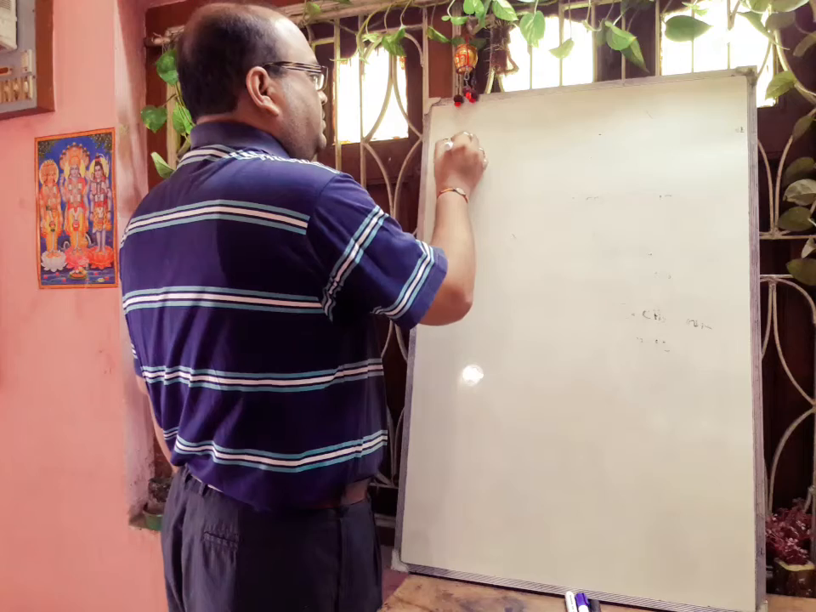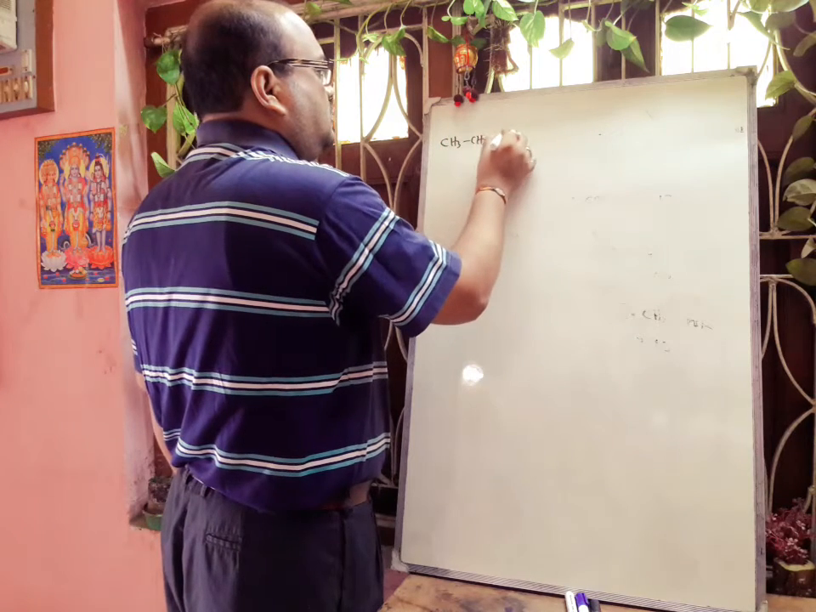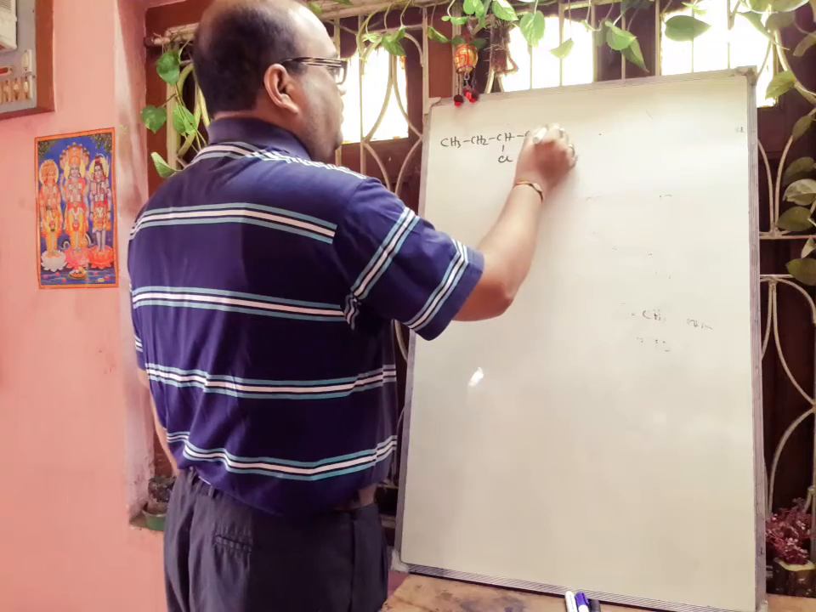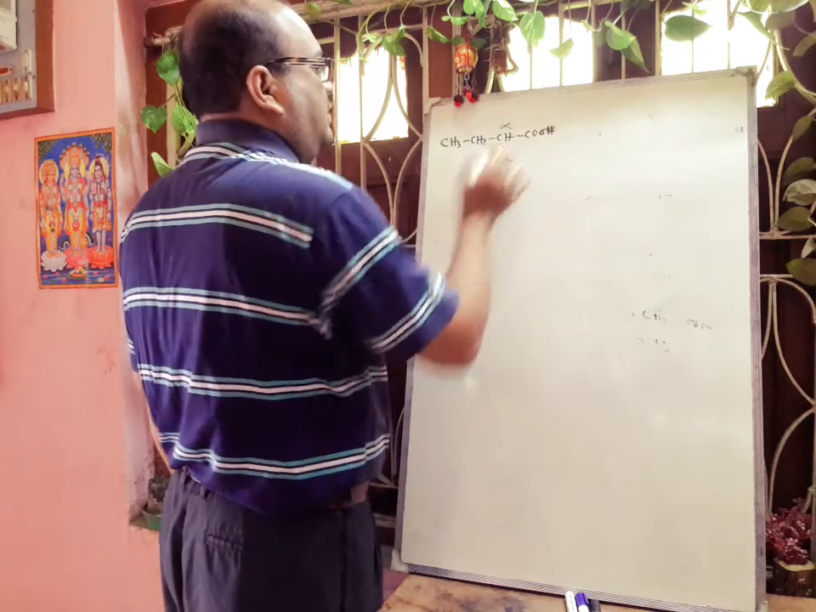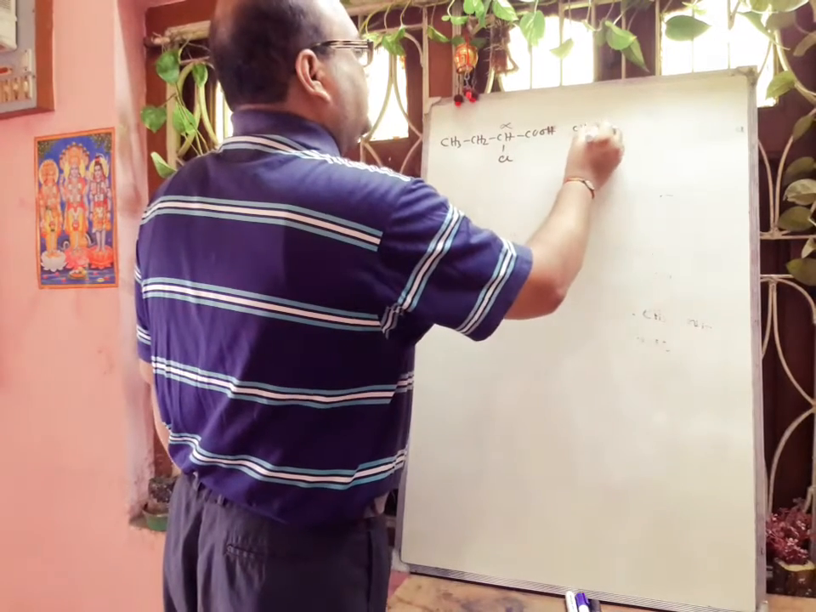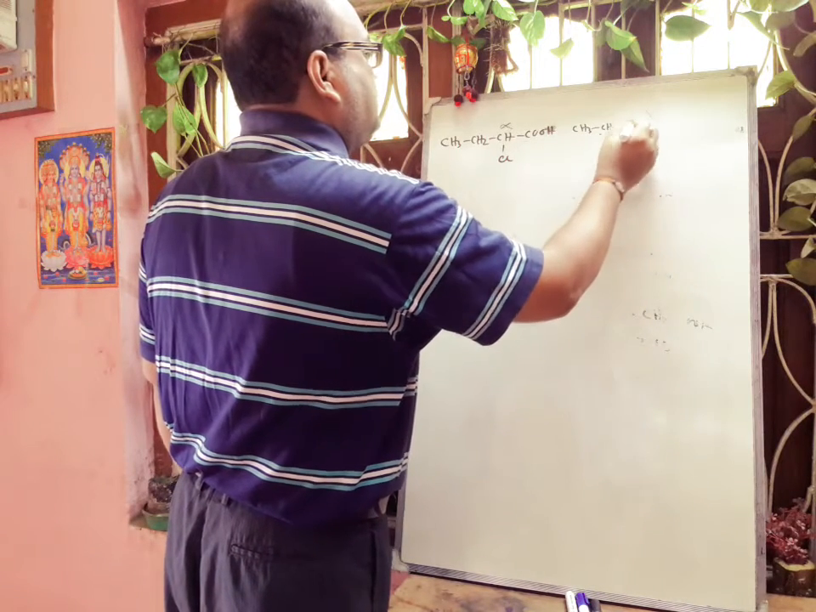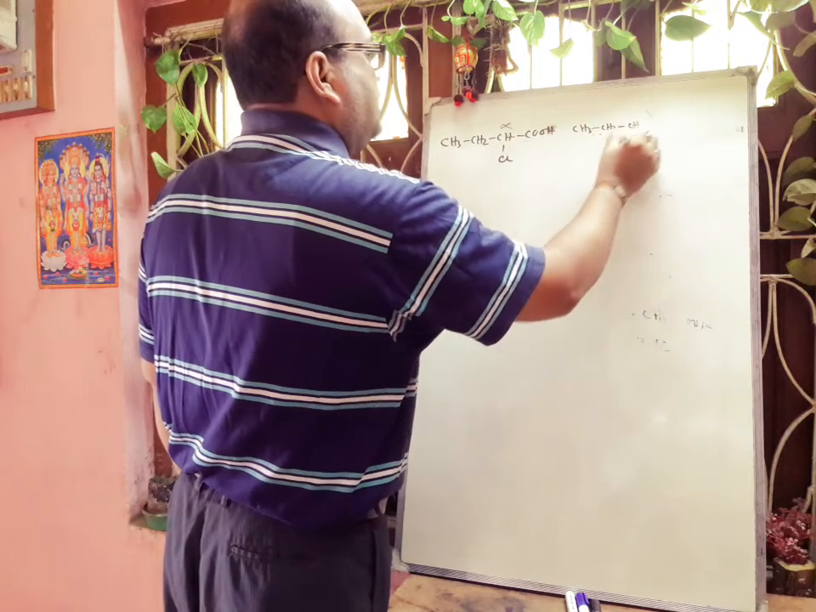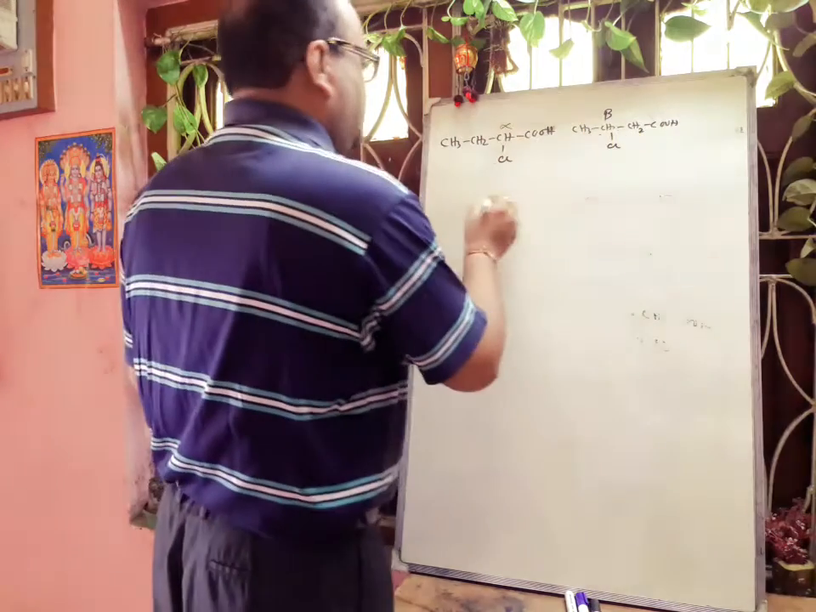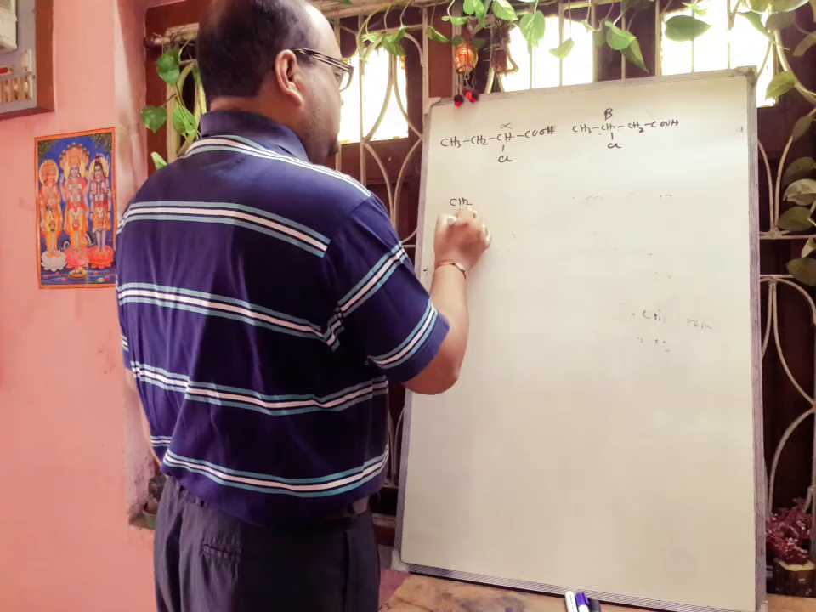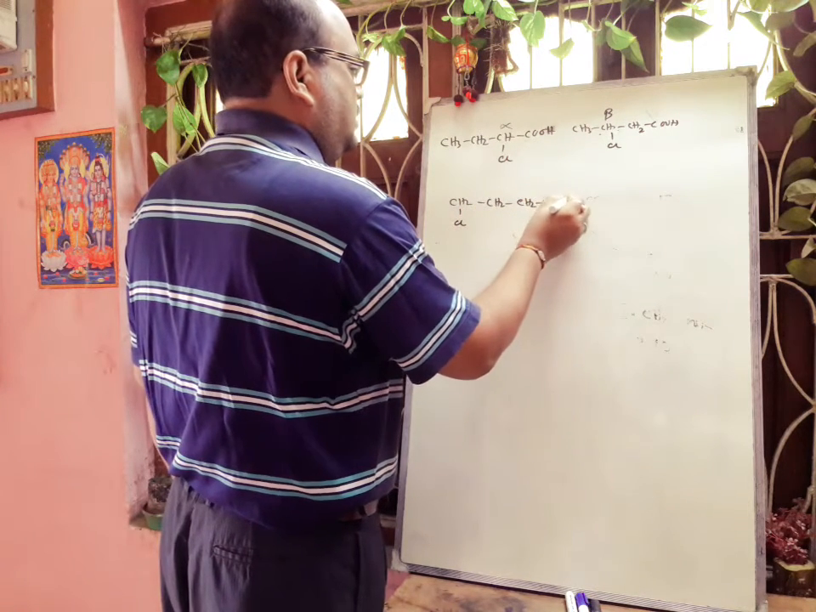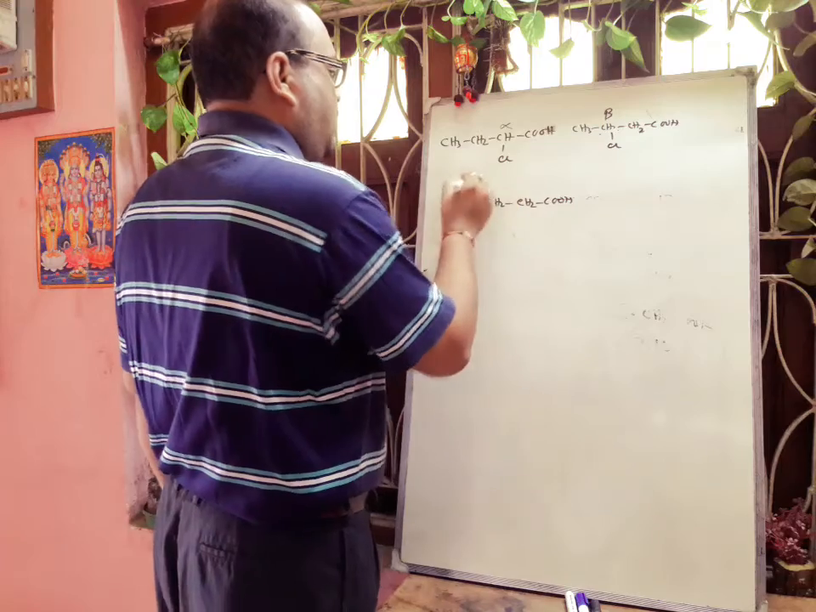So I am taking this example: CH3, CH2, CHCl, COOH. This one is the alpha carbon. Okay. Next, CH3, CH2, CHCl, CH2, COOH. This one is the beta carbon. Then CH2Cl, CH2, CH2, COOH. This one is the gamma carbon.